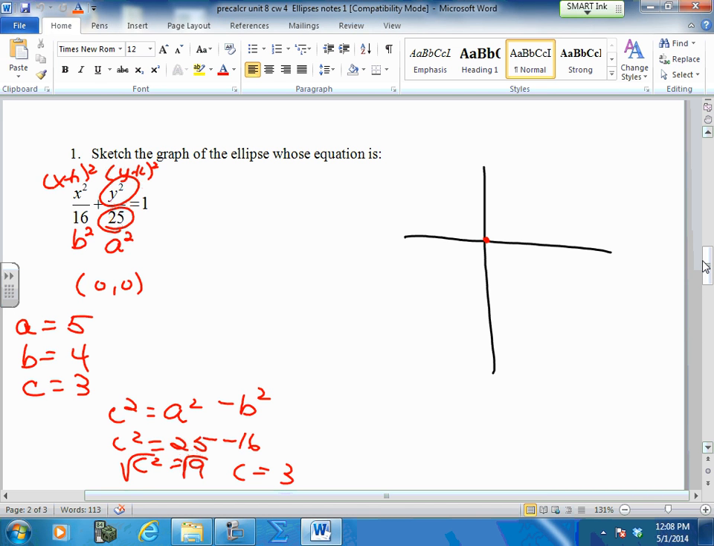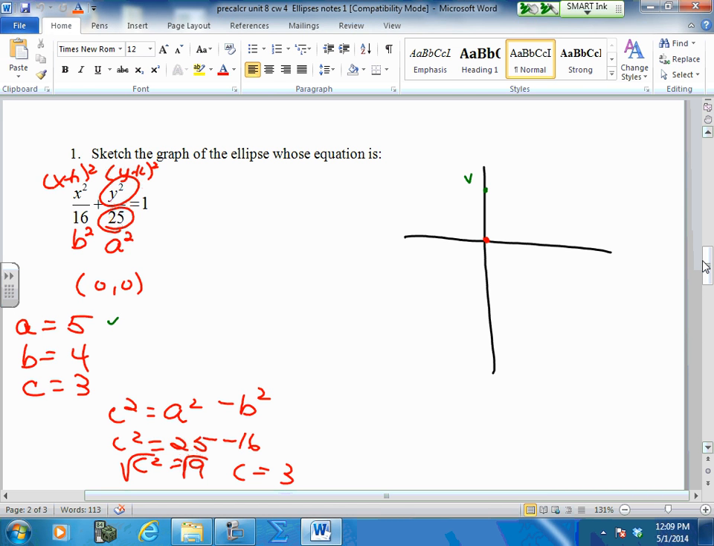So here's all we have to do. To say, our center is here, at the 0, 0. Our major axis is the y. So therefore, we're going to go up 5 units from the center to the vertex. Okay, so the major axis is the y, because that's the larger number. So along the y axis, we're going to go up and down 5 units.